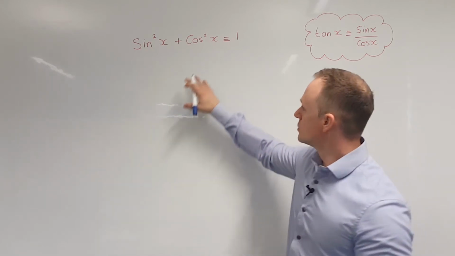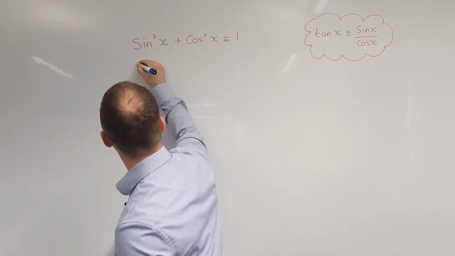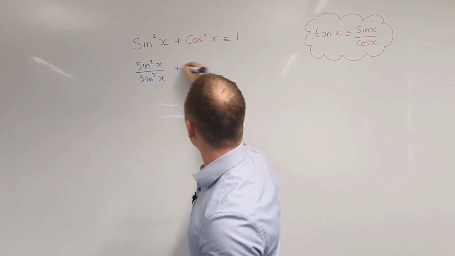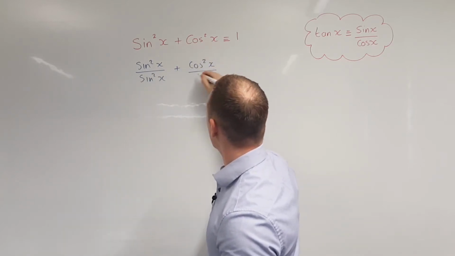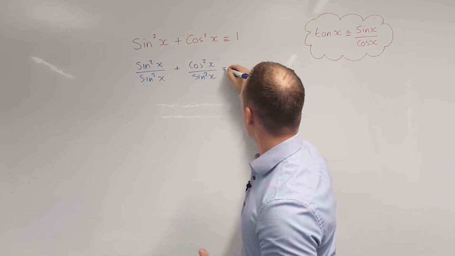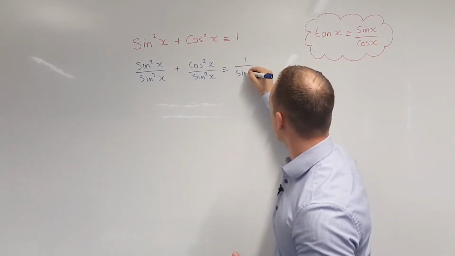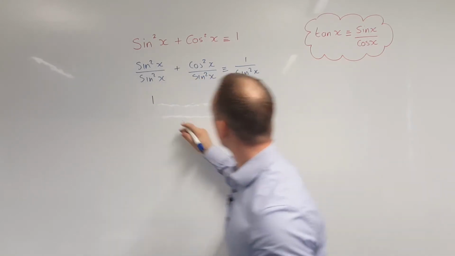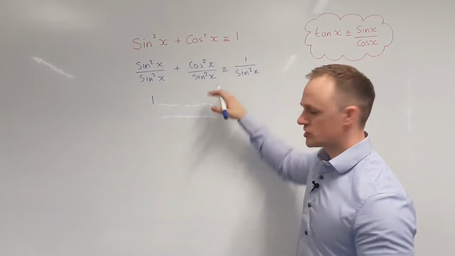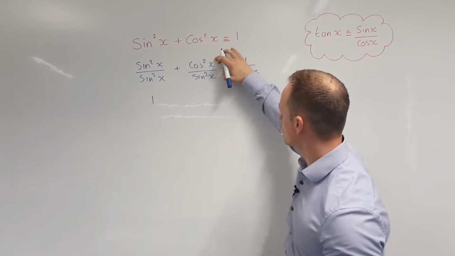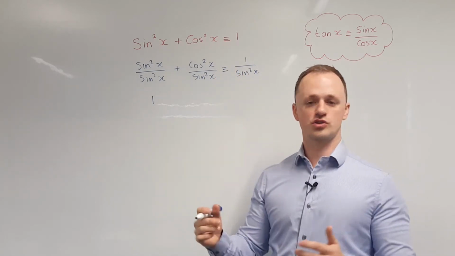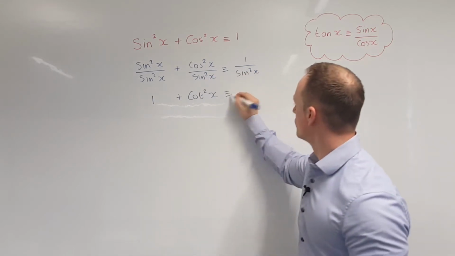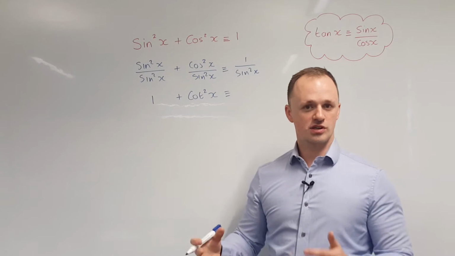Welcome back if you've had a go. So dividing the left-hand side by sine squared, we'll get sine squared x over sine squared x plus cos squared x over sine squared x, and that equals 1 over sine squared x. Now sine squared x divided by sine squared x, that's just 1. We also know that cos x over sine x can be written as cot x, so cos squared over sine squared can be written as cot squared x. And 1 over sine squared x, that can be written as cosec squared x.